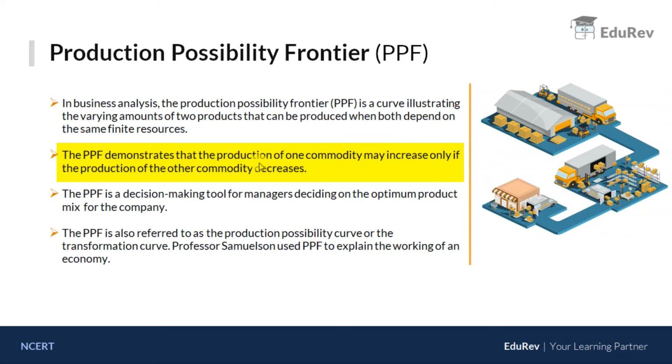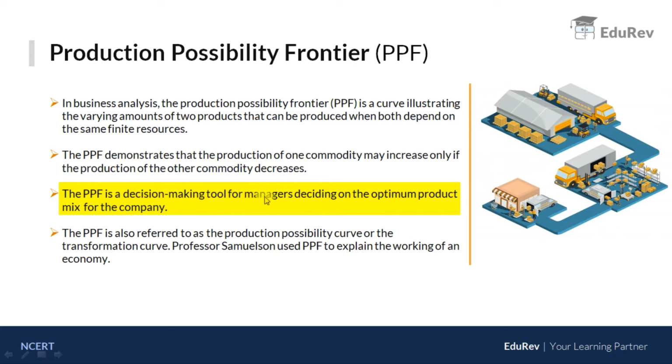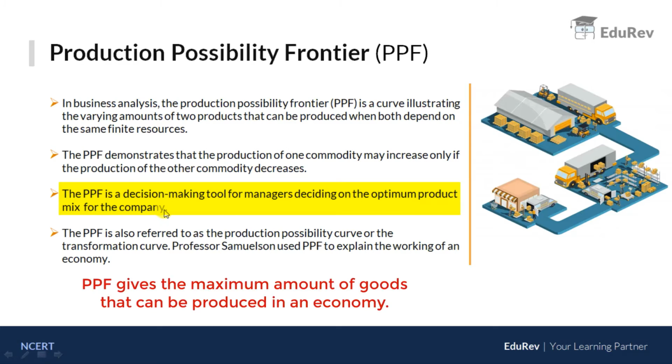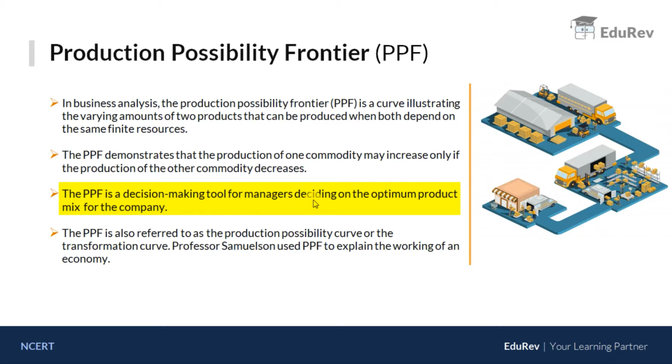For example, if the economy prioritizes giving more importance to the education and health sector, then more resources will be allocated to that sector and less will be available and allocated to some other sector, say the defense sector, right? So PPF is a decision-making tool for managers deciding on the optimum product mix for the company. So PPF is a very helpful tool for the managers to decide how much of the optimum product should be produced in the economy according to the demand conditions that are prevalent in the economy.